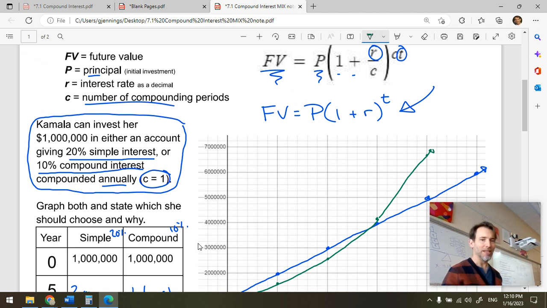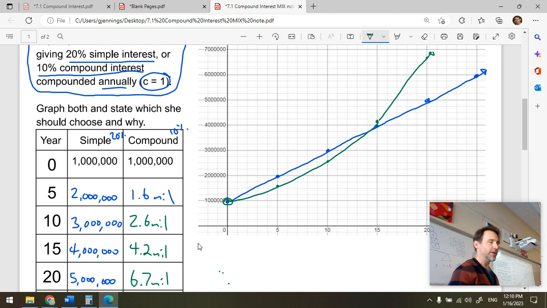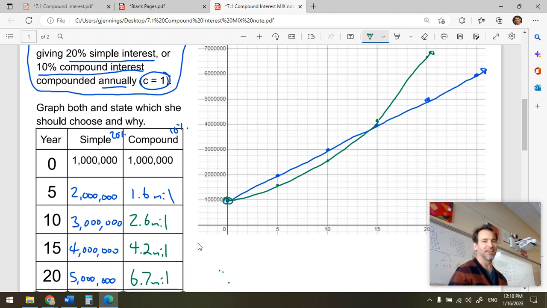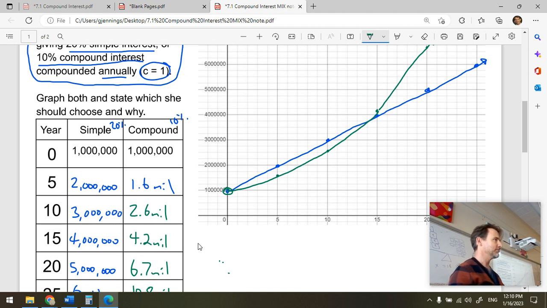So now, if you were going to recommend to Kamala which option she should choose, what recommendation would you make? Why is that an important question, everybody? Well, simple one's higher. It depends on how many years it was the better option. If she's going for short term, like only under 15 years time, then she's better off with simple. If she's going longer, then compound.